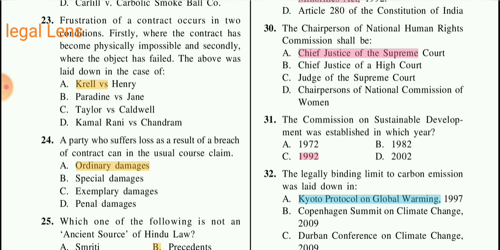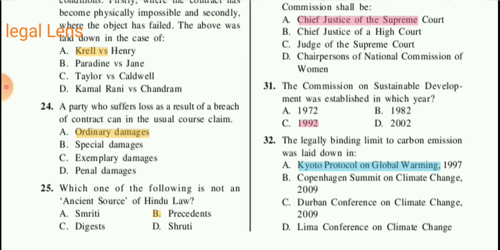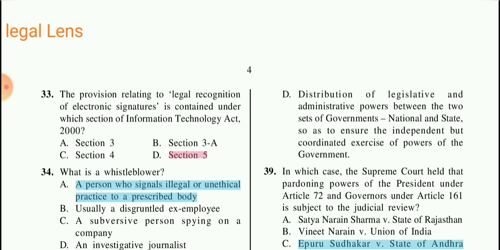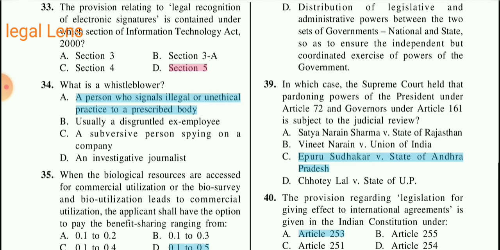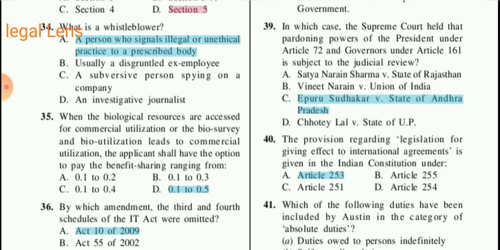So it was 1992. The legally binding limit to carbon emission was laid down in the Kyoto Protocol on Global Warming, 1997. Then the provision relating to legal recognition of electronic signature is contained under which section of the IT Act 2000? So this was section 5. Then what is a whistleblower? So a person who signals illegal or unethical practice to a prescribed body.